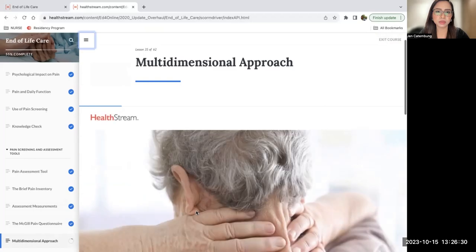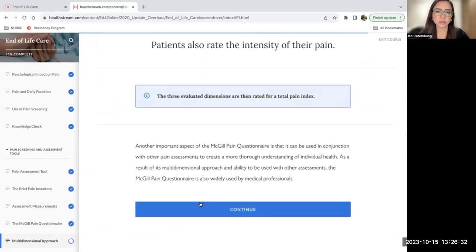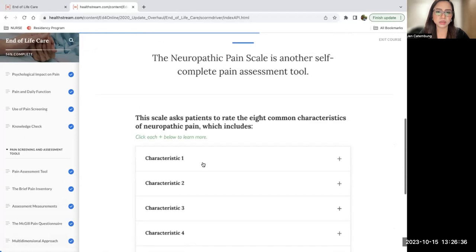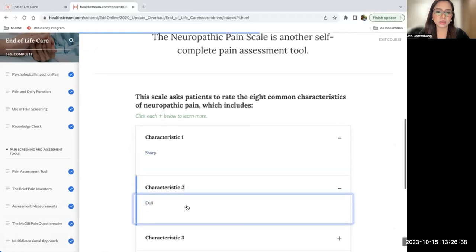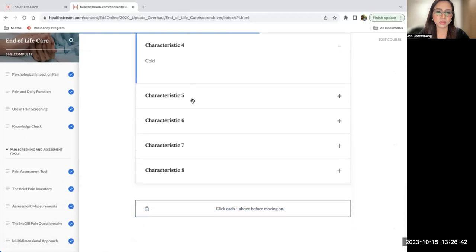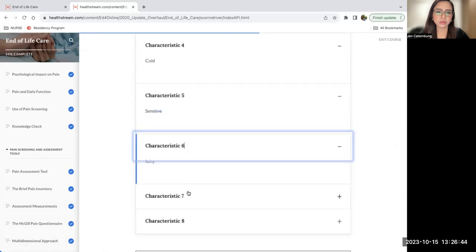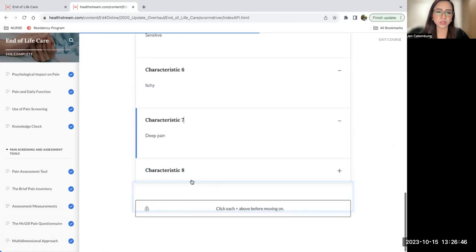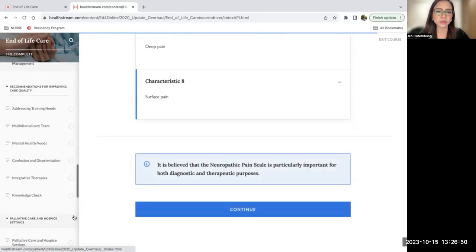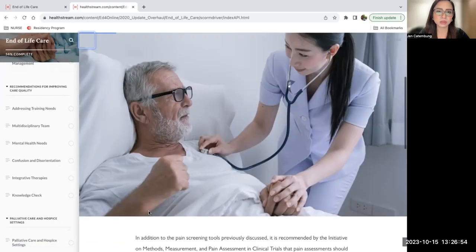McGill pain questionnaire, multidisciplinary approach, neuropathic pain scale. All right, I just need sharp, dull, hot, cold, sensitive, itchy, deep pain, surface pain. The neuropathic pain scale is particularly important for both diagnostic and therapeutic process.